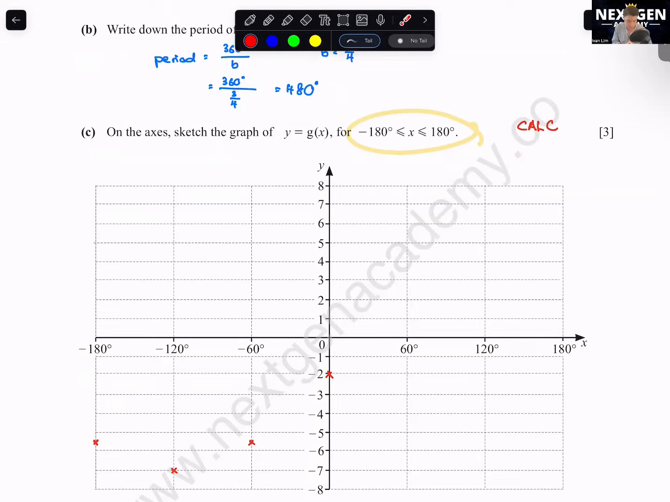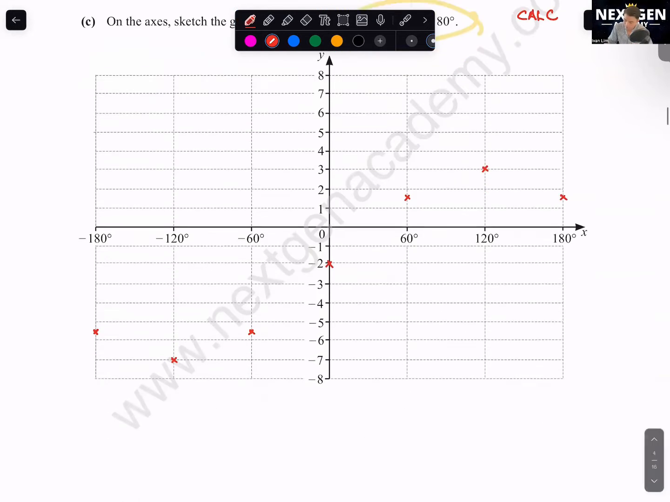Then you CLC 60 equal. Okay, you'll get 1.535, so about 1.5. CLC 120, you will get 3. Then CLC 180 equal. Okay, you get 1.5. This is the trick on how to do faster in exam. Otherwise, you're going to waste a lot of time just to get a 3-mark question.